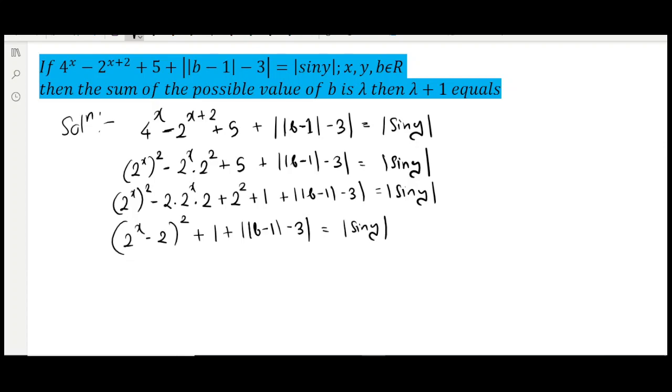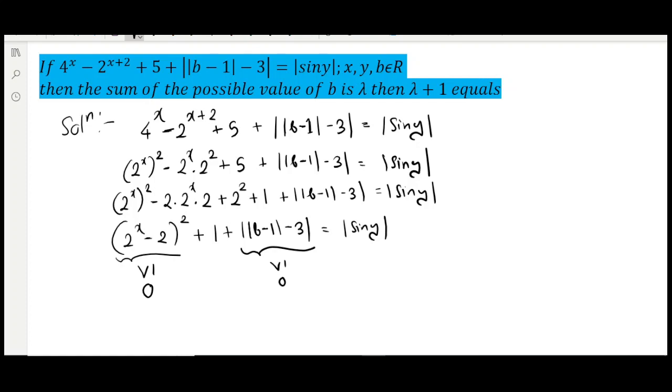Now if we analyze, any perfect square is generally greater than or equal to 0. It is not always necessary, but in this case it can be equal to 0 when we put x equal to 1. If you put x equal to 1, this will become 0. So we can see that this term is greater than or equal to 0, and at x equal to 1 it equals 0. And this modulus term is also greater than or equal to 0, because whatever is inside the modulus, it will always be positive, or minimum it will be equal to 0.